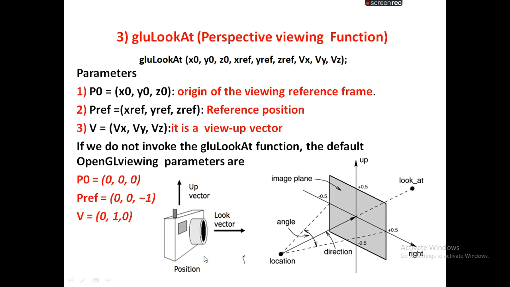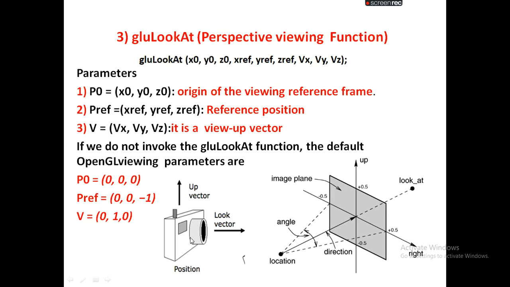You can see how gluLookAt will work. The gluLookAt function takes 9 parameters, and the 9 parameters are classified into three things. First, gluLookAt will take the P naught value, P reference, and the VUP vector.